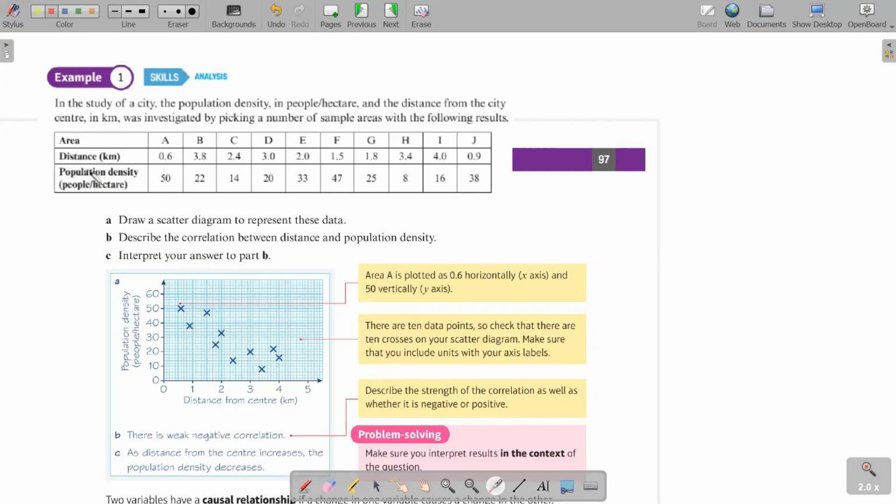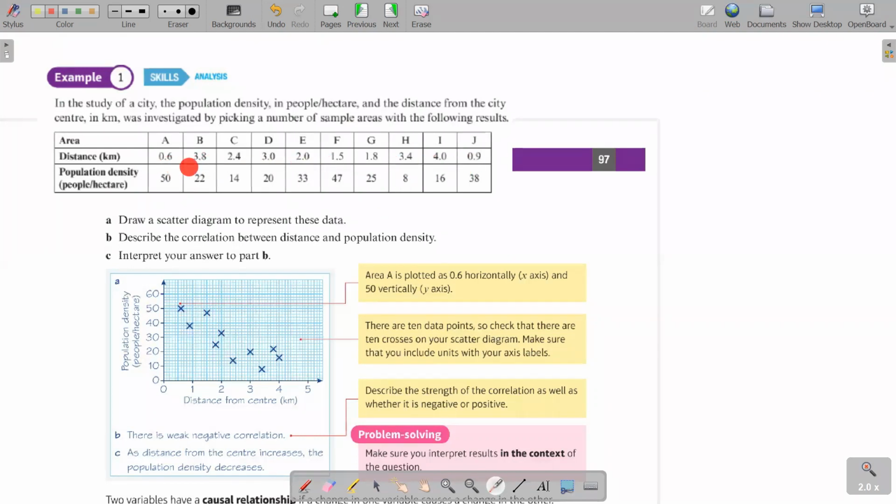So they want to see how the population density is going to change with the distance from the city center. As you move further and further away from the city center, what happens to the population? So they want to see whether there's a relationship between the distance to the city center and the population density. Do you understand what's going on? They have done the survey and this is the data. When the distance to the city center is 0.6 kilometers, the population density is 50. And for distance 3.8, you can see the distance and the population density are given. It's kind of not rearranged, right?